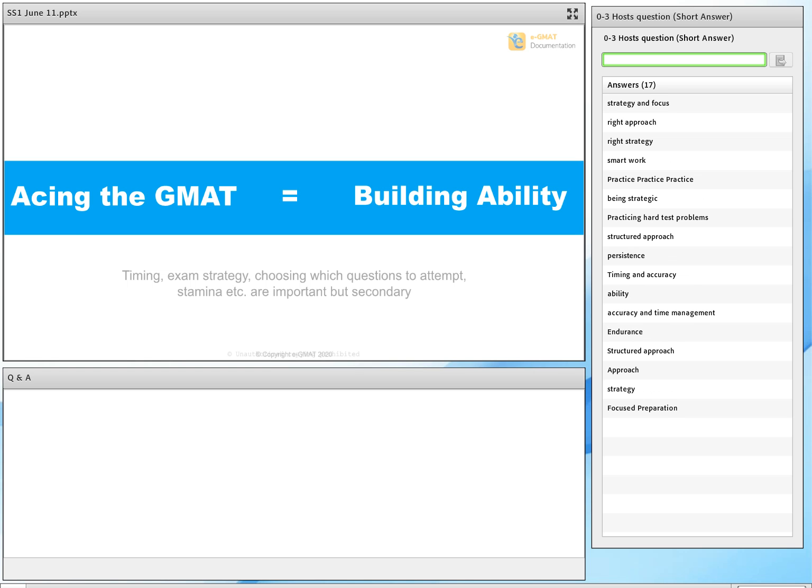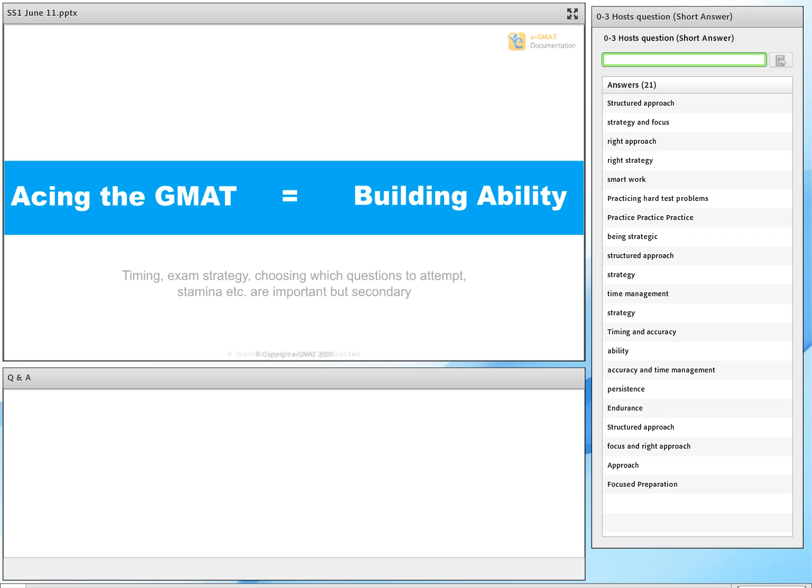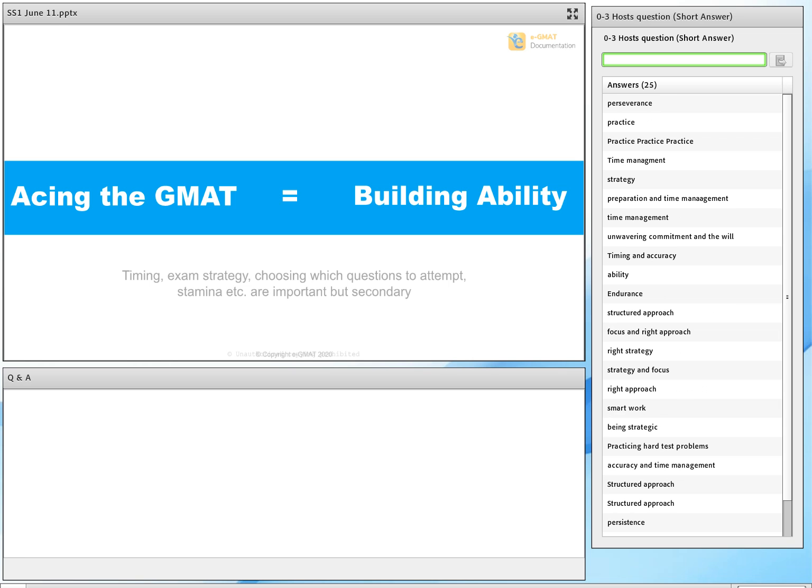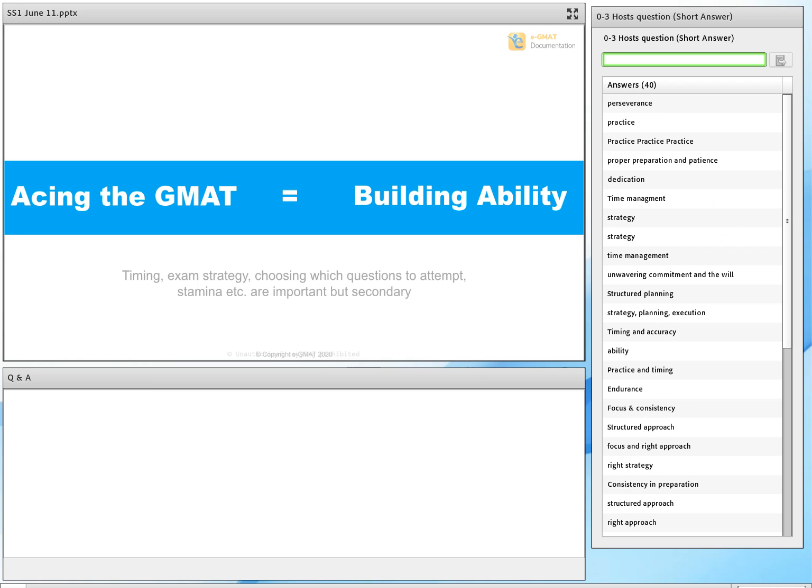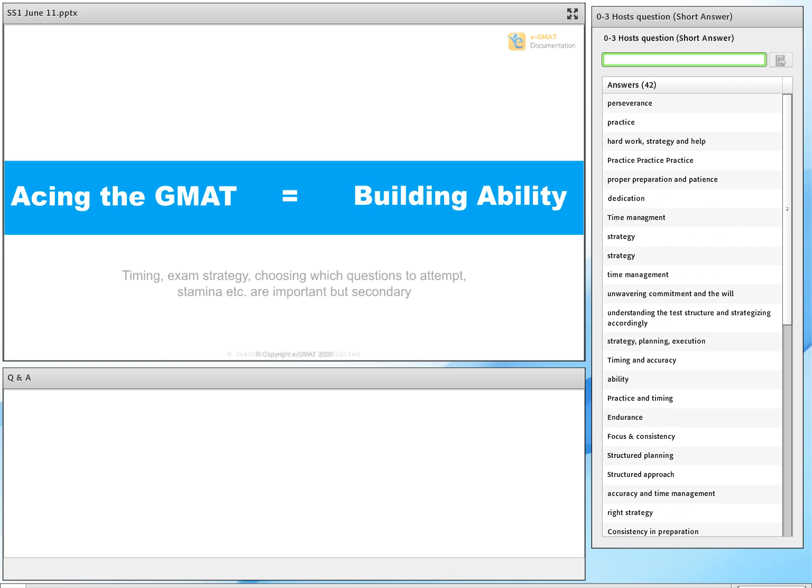Okay. Practice, practice, practice, timing, structured approach, timing and accuracy, practicing hard questions, unwavering commitment, persistence. Okay, good.